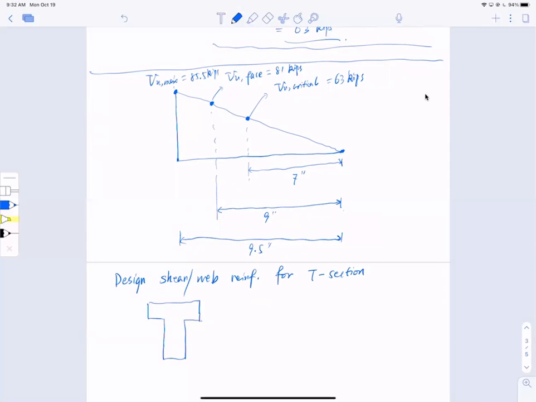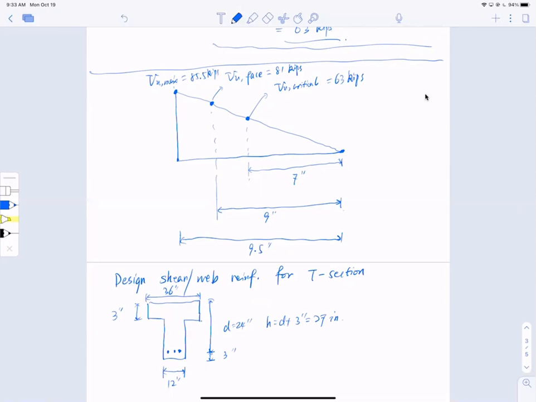The depth of the beam is 24 inches, and concrete cover is 3 inches, so h, the height of the beam, equals 27 inches. I have a flange width of 36 inches, height of 3 inches, and my web is 12 inches. This is the cross section.